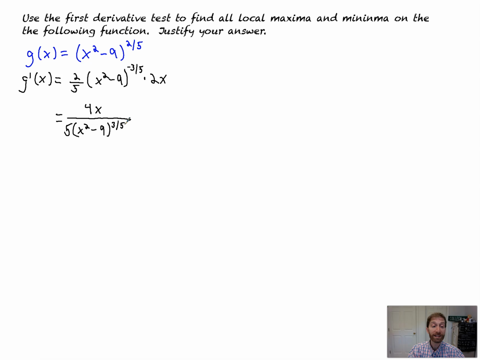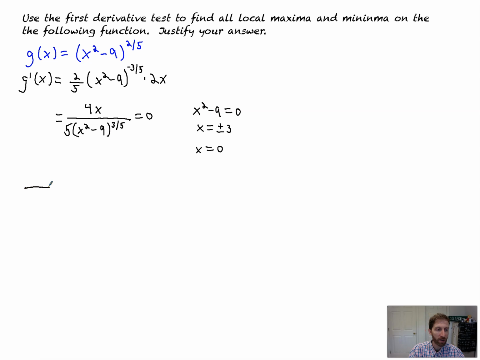Now, this is non-existent when the derivative is undefined. That happens where x squared minus 9 equals 0, because we're going to get a 0 in the denominator. That is when x equals plus or minus 3, solving that out. So you have two critical numbers at plus or minus 3. And we've got a critical number at x equals 0, because if I set this equal to 0, that will occur when 4x equals 0. And the denominator will equal 0 at plus or minus 3. Right? 3 squared or negative 3 squared gives you 9.